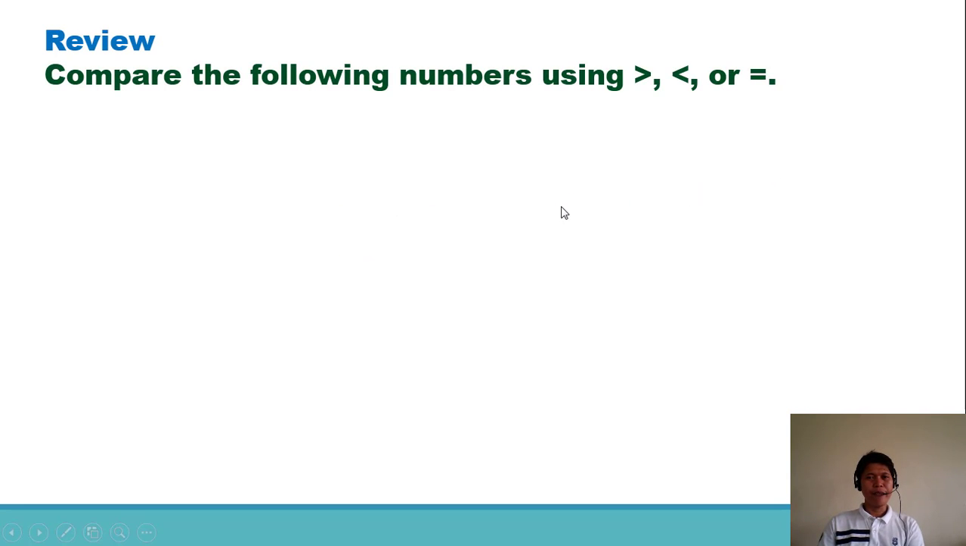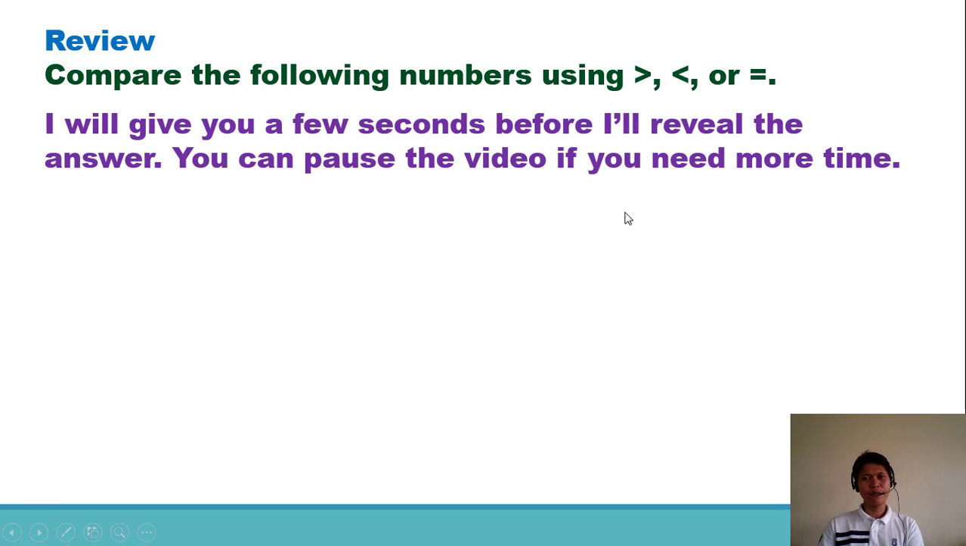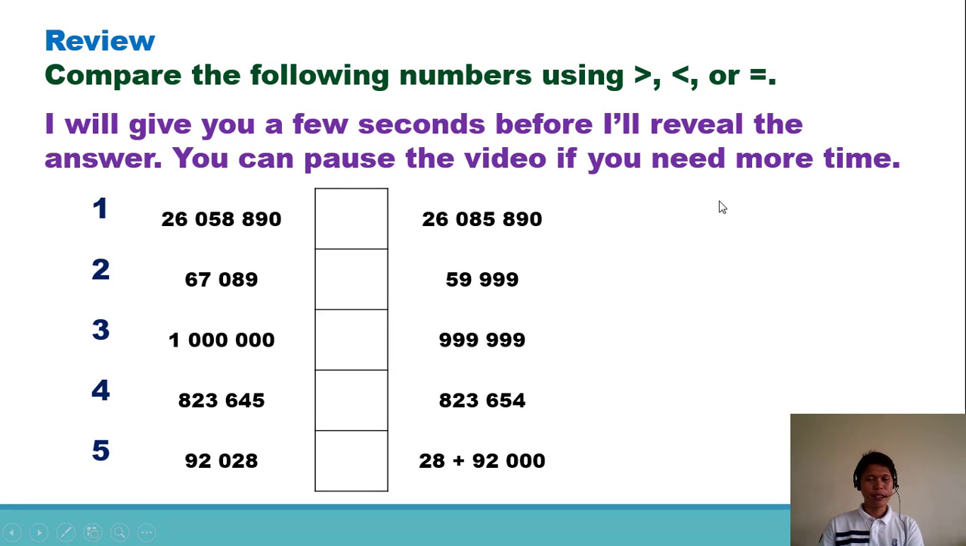This time we'll have a review of our last topic about comparing numbers using the relation symbols greater than, less than, or equal. I will give you a few seconds before I reveal the answer, or you can pause the video if you need more time. Start. Okay, for number 1, 26 million, and then 0, 0, and 8.